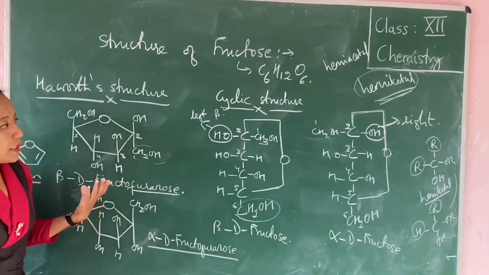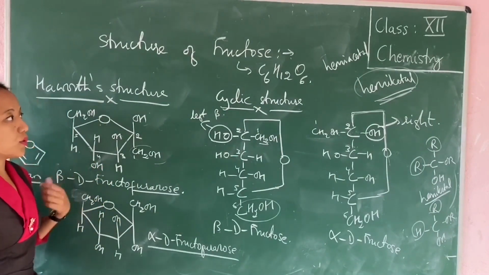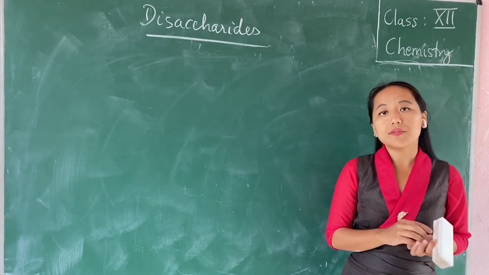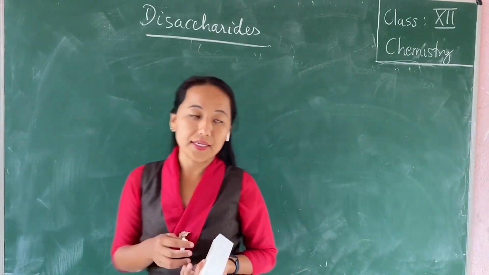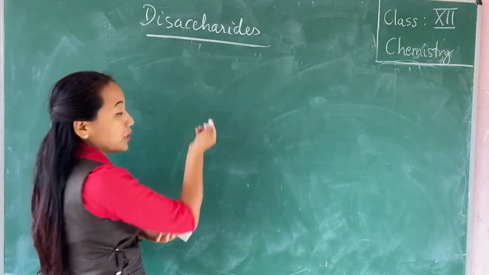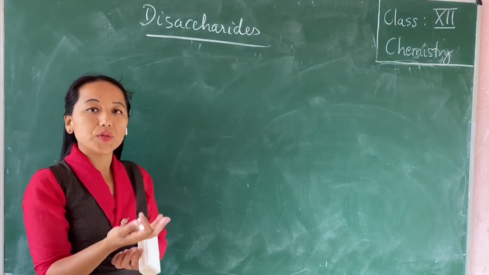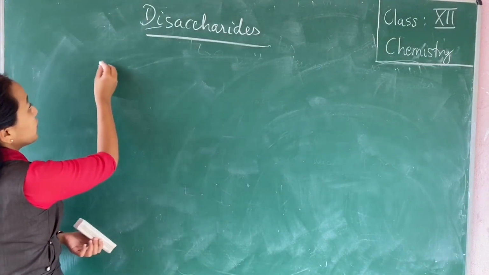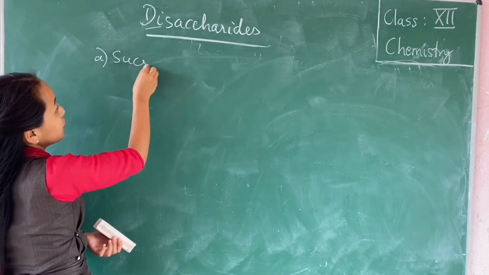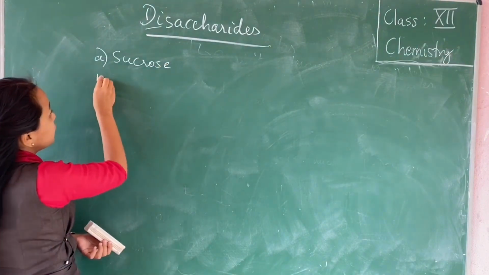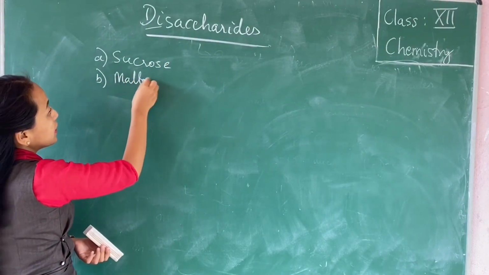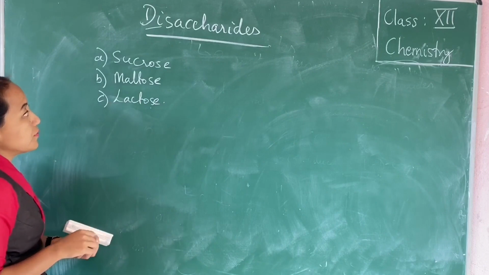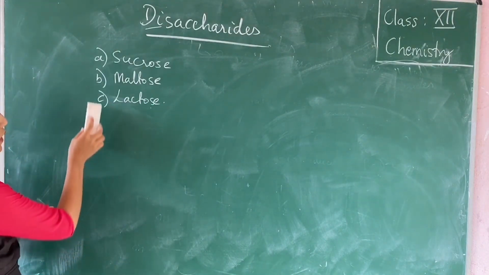So with this we are done with the monosaccharides. We discussed in detail about glucose and fructose. Now that we are done with monosaccharides, that is glucose and fructose, let's start with disaccharides, which come under oligosaccharides. Disaccharides are the carbohydrates which produce 2 units of monosaccharides on hydrolysis. Di indicates 2. Under disaccharides we are going to study in detail sucrose, then maltose, and then lactose. First we'll start with sucrose, then we'll go to maltose and lactose.